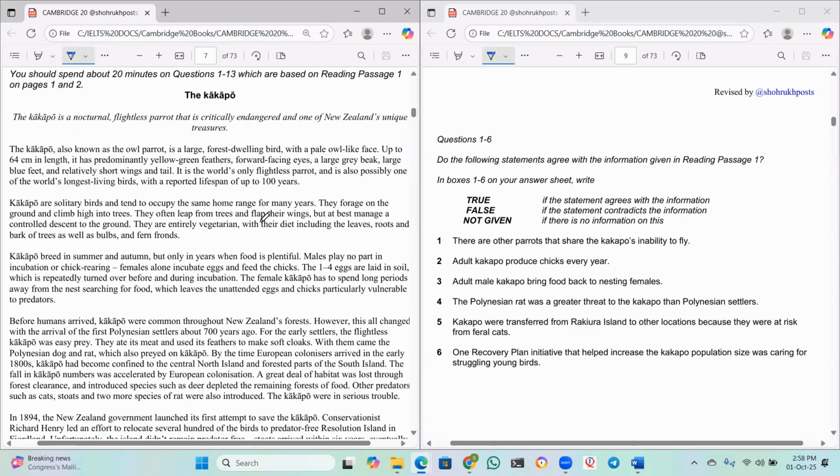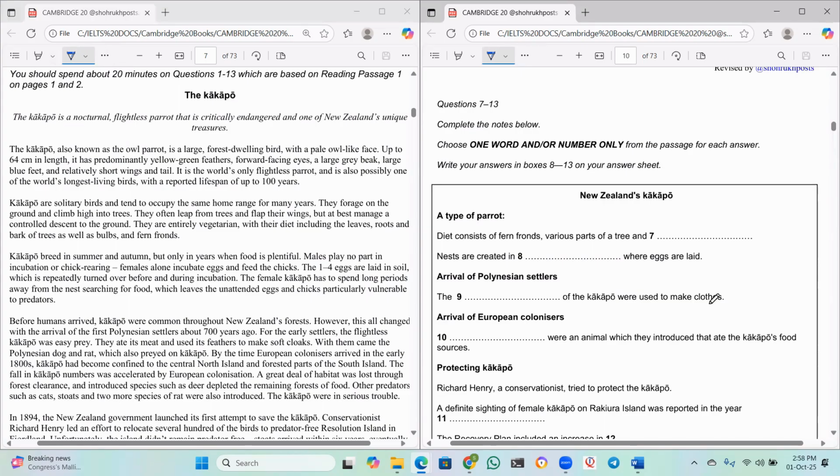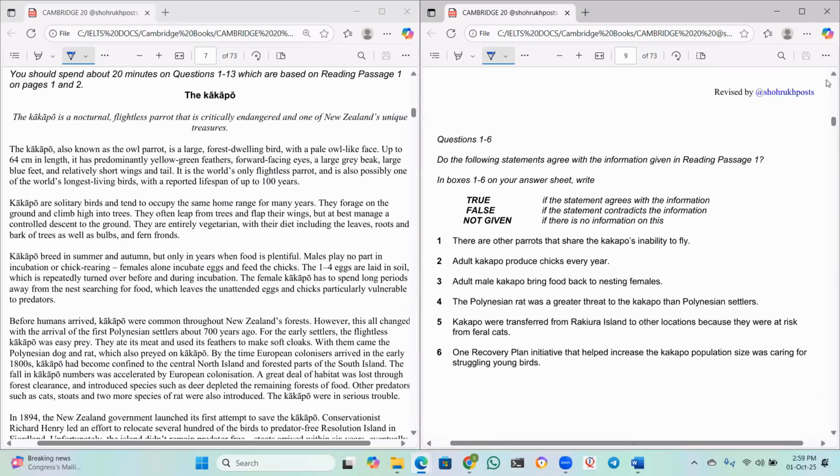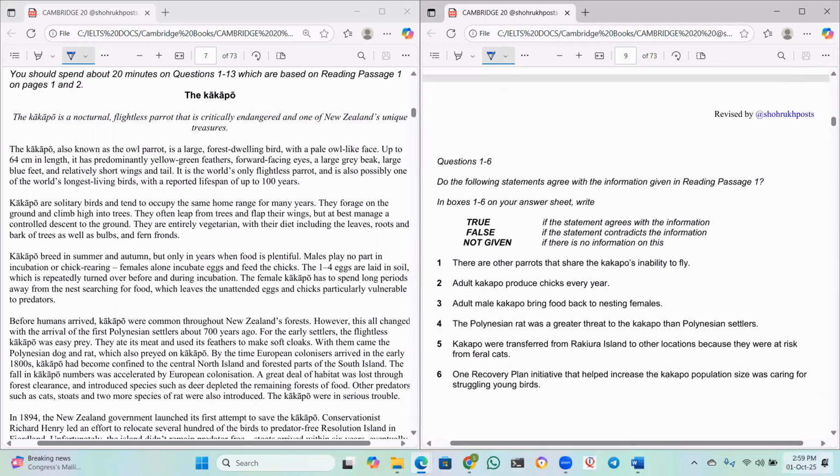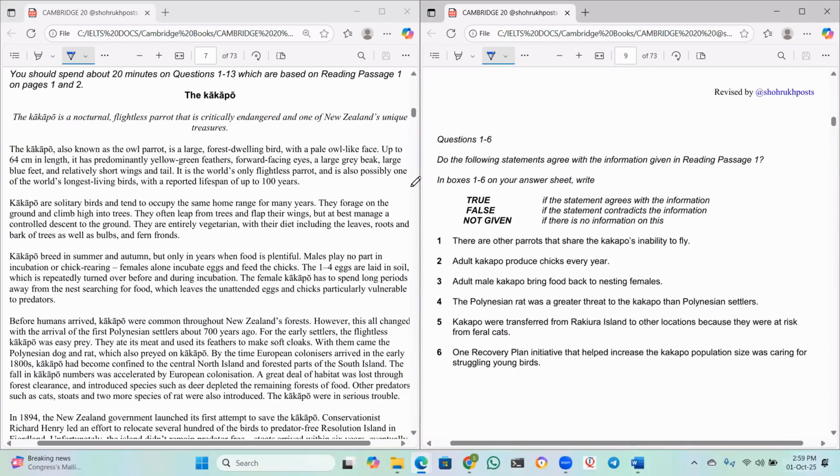On the left hand side, you have the whole passage, and on the right hand side, you have the questions. The first set of questions is true, false, not given. The next set of questions is fill in the blanks with one word and or a number. We are going to have a look at all of these questions and at the different strategies to answer these types of questions. So please follow the video carefully till the end because I'll be giving a lot of tips and tricks on how to answer these types of questions in reading.